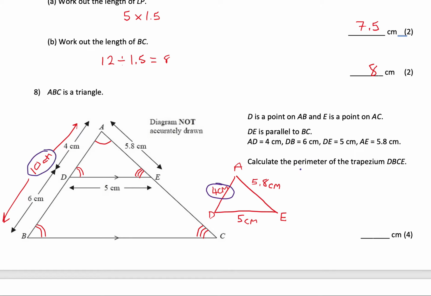So the scale factor is 10 divided by 4, or 5 over 2, or 2.5. Okay, so we're going to use that to work out this length BC by timesing 5 by 2.5. And that gives us 12.5. So I'll add that to the diagram.